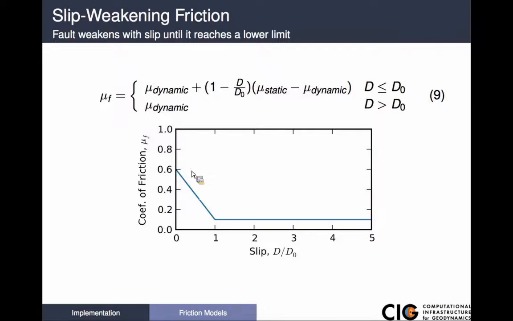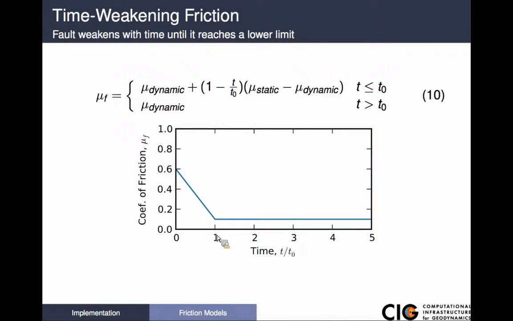Now with slip weakening, the coefficient of friction will decrease linearly as slip increases till it reaches some threshold, and then the coefficient of friction will remain constant. So we refer to this as a static coefficient of friction here where there's zero slip, and a dynamic coefficient of friction out here. And then there's a linear transition as slip increases from 0 to D0. Now this will generate stick-slip behavior, and once the fault has locked again, it resets itself back to the original static coefficient of friction. And if I remember correctly, I believe there's a parameter where you can turn this resetting on and off.